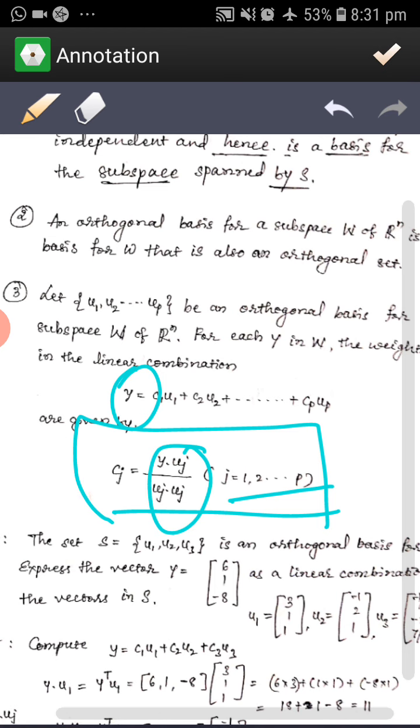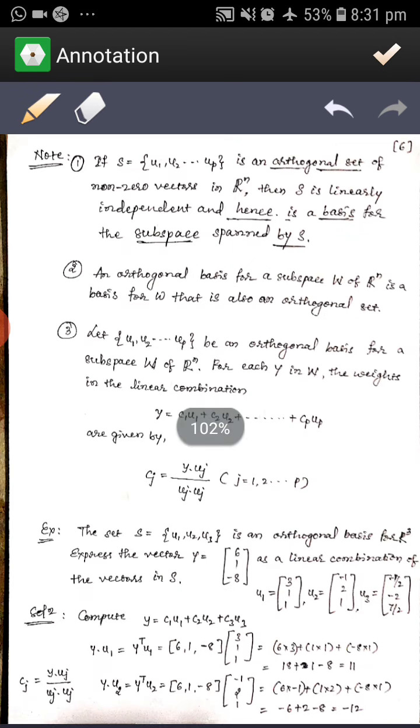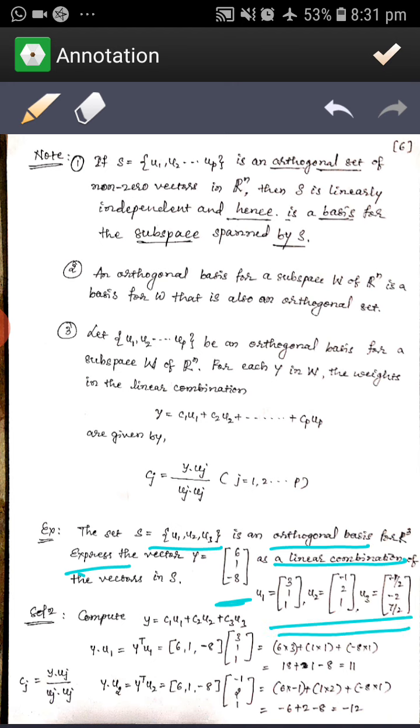So by calculating this we will get the weights with respect to j1 j2. Okay, so now we'll take one example. There is a set S = {u1, u2, u3}, an orthogonal basis for R3. Then express the vector y as a linear combination of these three vectors. He has given y, and he has also given u1, u2, u3, and we need to show that y is a linear combination.